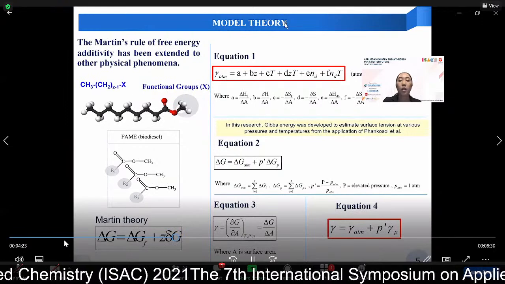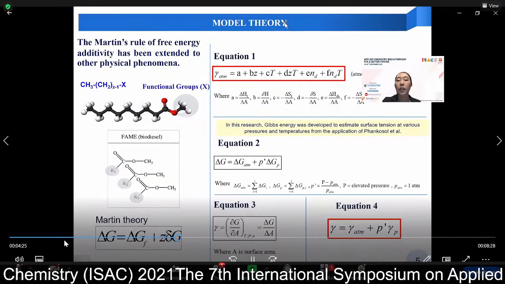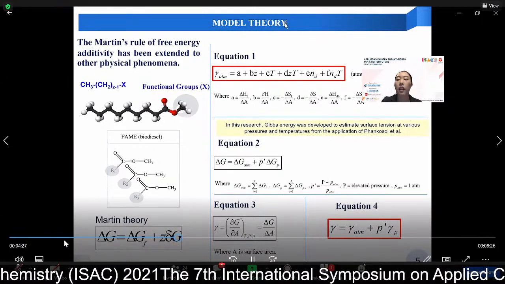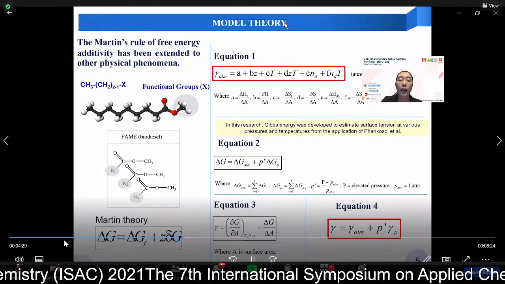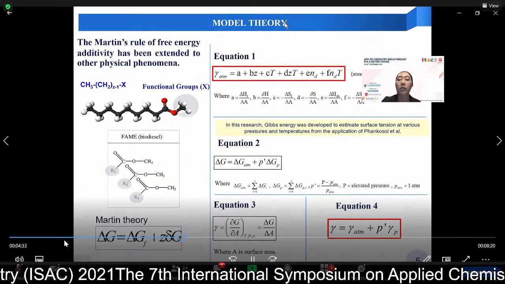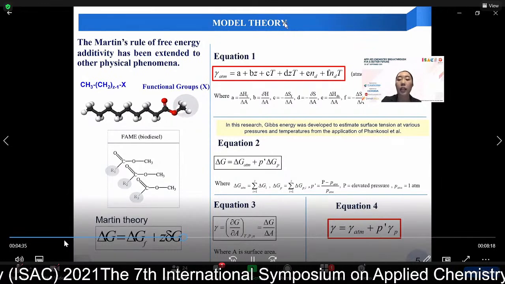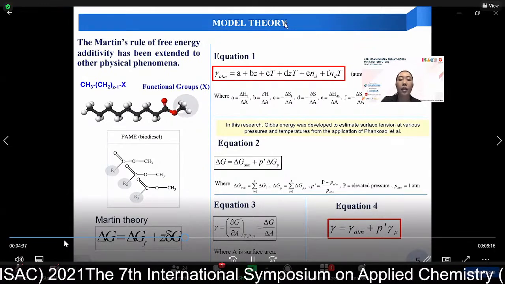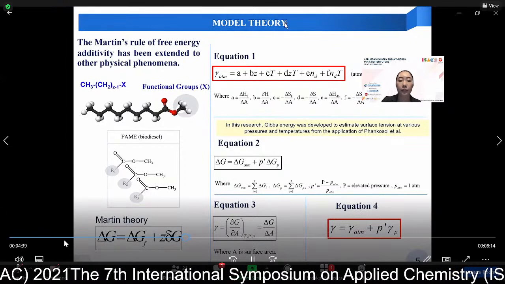Gibbs free energy was used to estimate the property of fatty acid materials, vegetable oils, and bioreactors such as gas chromatographic separation, kinetic viscosity, dynamic viscosity, density, speed of sound, and surface tension bioreactors respectively.